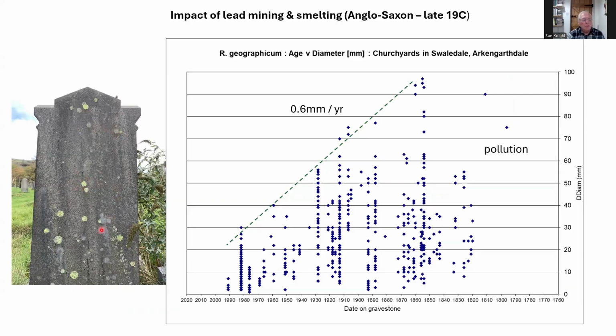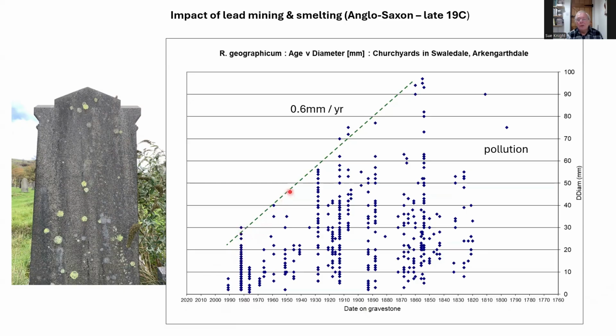gravestones. What we did was we measured the diameter of each of the Rhizocarpon geographicum thalli on every gravestone in Swaledale and its associated tributary valley of Arkengarthdale, and plotted up the results. So here we've plotted from 2020 back to 1760, and then vertically these are all of the different thalli, the diameter of the thalli that we found.